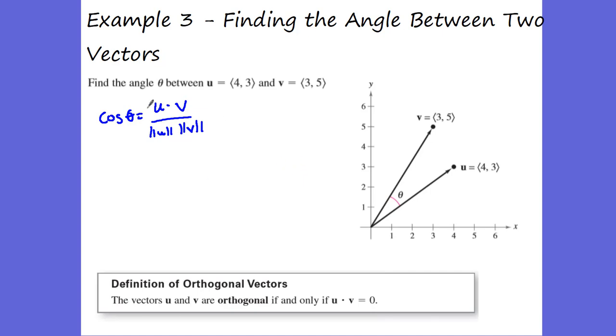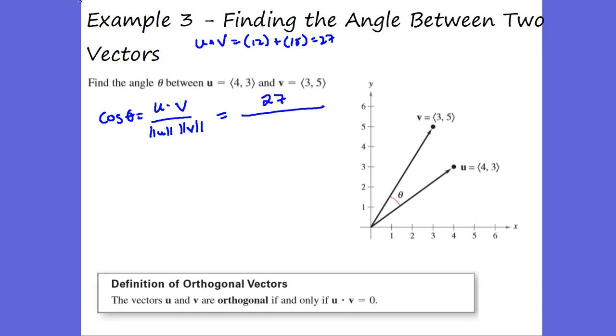So that means we have to find all these things, don't we? We need to find u dot v. How do we find u dot v? We do 4 times 3 is 12, plus 3 times 5 is 15. What we end up getting is 27. So u dot v is 27. That goes on to my numerator.